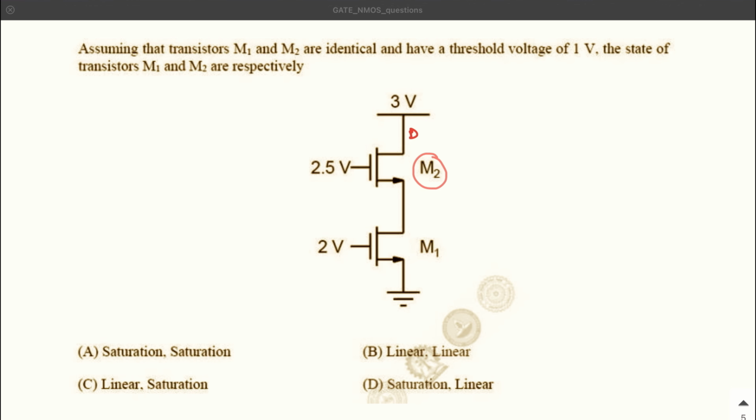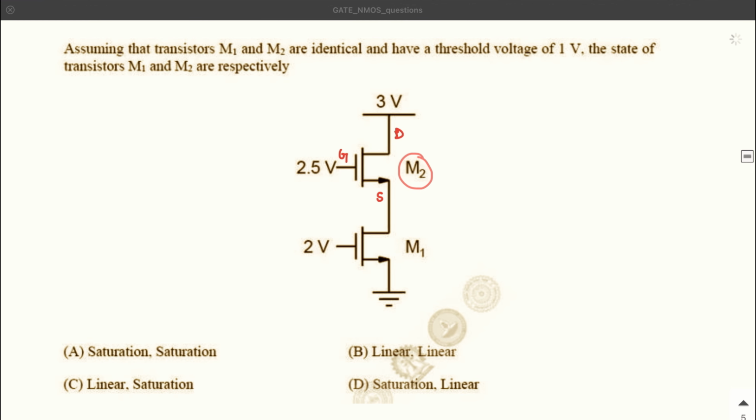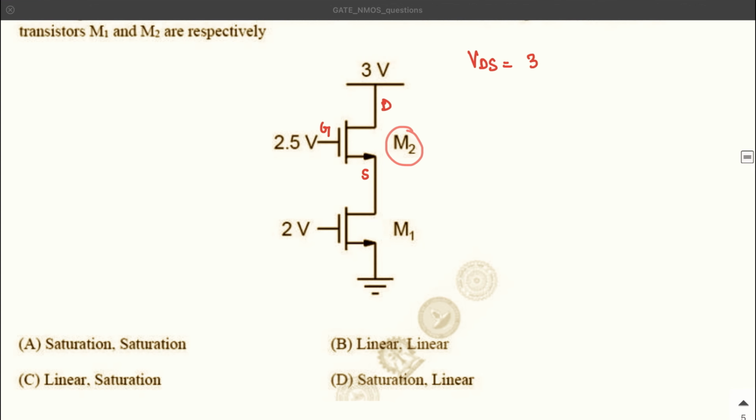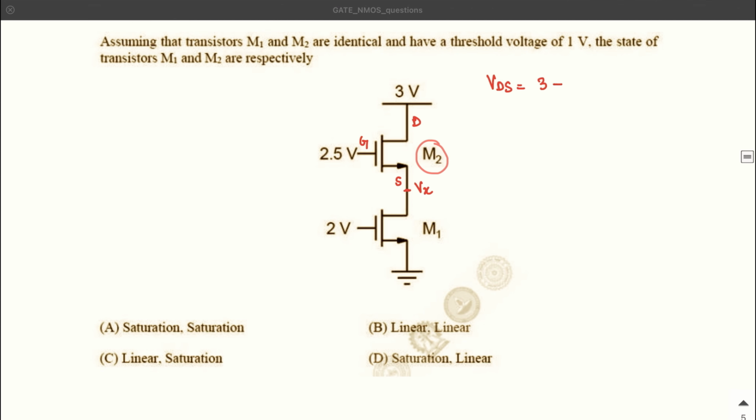So this is the drain, source, and the gate, because this is an NMOS. If I write VDS, this is 3 minus, let me assume that this voltage is some voltage Vx. So 3 minus Vx. The VGS for this transistor is 2.5 minus Vx. Now the work is you just need to compare this VDS with VGS minus VTH, and VTH is given to you as 1 volt. So let me write the value.